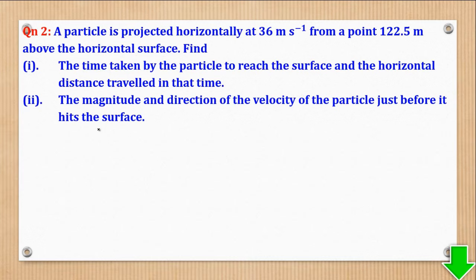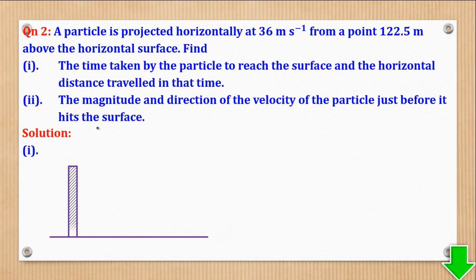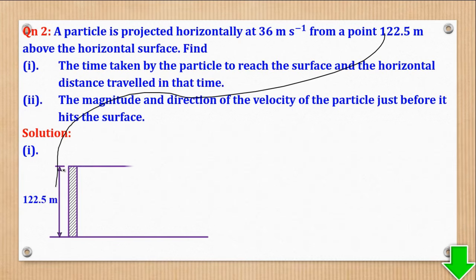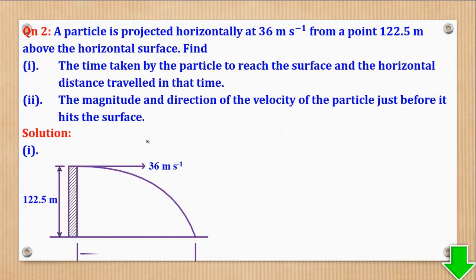So this is somehow similar to question 1, but I shall work it out for you to get conversant with the topic. The procedure will still be the same. We shall make a sketch, put the height, then put the velocity. This time the velocity is given. Then project using those parameters. So this will now be x. They ask for the time taken for the particle to reach the surface and the horizontal distance traveled. Horizontal distance traveled is that.